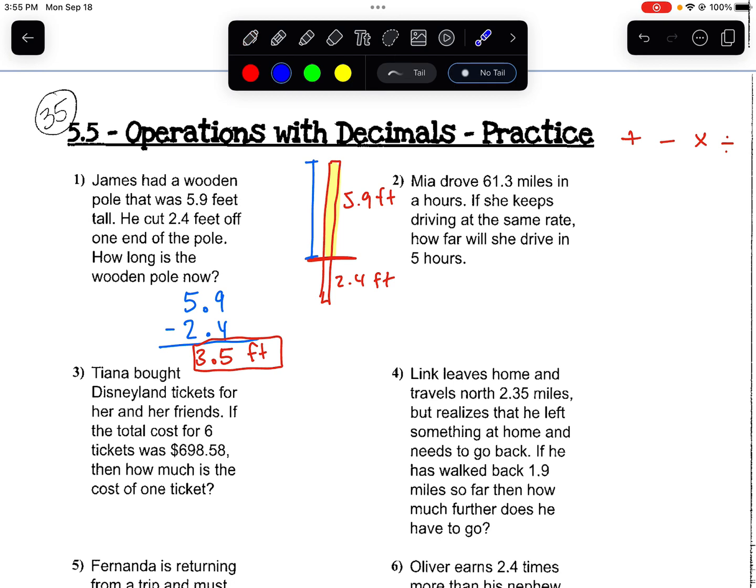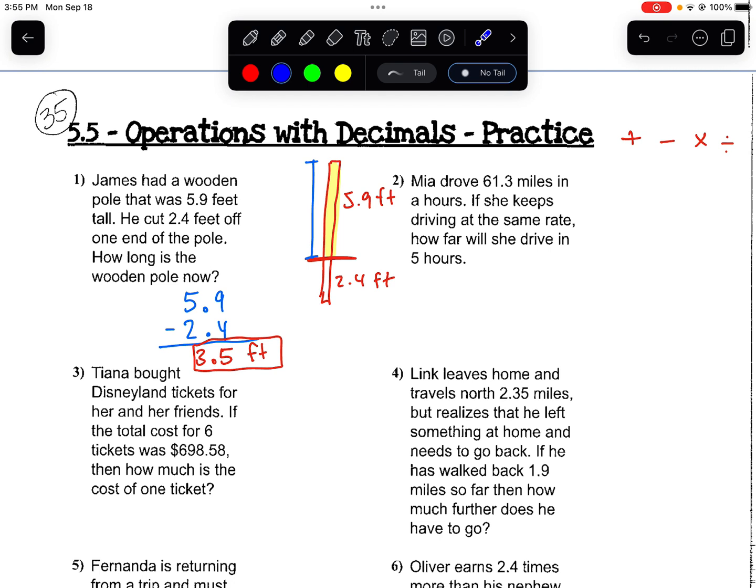Let's take a look at number two. Mia drove 61.3 miles in an hour. Something got cut off, oh, in an hour. Okay, so Mia drives 61.3 miles an hour. If she keeps driving at the same rate, how far will she drive in 5 hours?